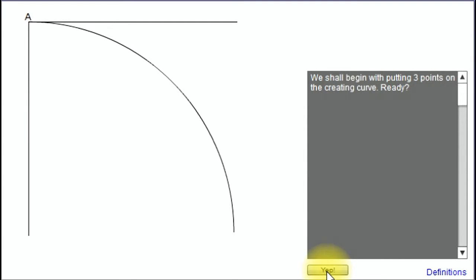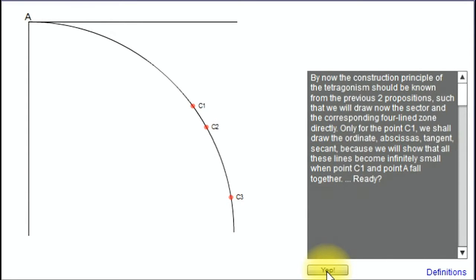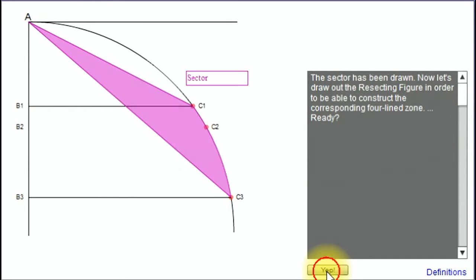But let's start now. First of all, we're going to have a look at only the upper half of the semicircular curve in order to make the whole thing a bit more legible. And we're going to place some points, of which we also draw the ordinates of the upper and lower point. And we're going to draw a sector in it, which is bound by the lines A, C1, the curve from C1 to C3, and back to point A again.